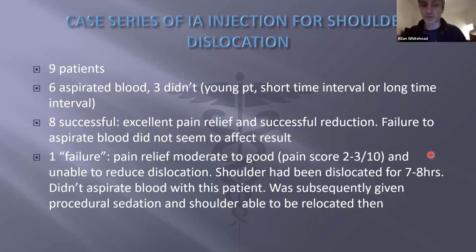So I wasn't able to aspirate blood either with this patient. So this was a failure in that we couldn't get the shoulder back in, and his pain relief wasn't perfect. The fact that the pain relief wasn't perfect may have meant that he had more muscle spasm as well, which may also have made it harder to get the shoulder back in. But I think time was the main issue.